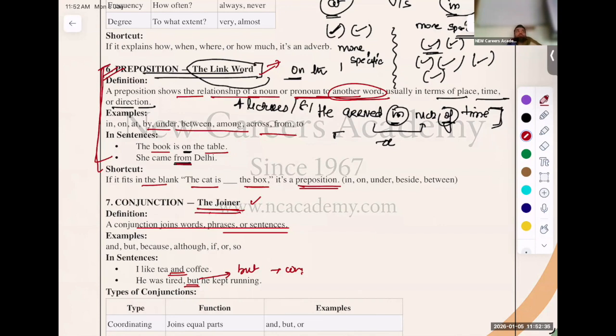Anything which describes the quality of a noun is called an adjective. Is it clear or not? Different types of adjective. If I say, this is my bottle, possessive. "My", you keep on telling me also. My is your possessive adjective. Is it clear? Yes, sir.